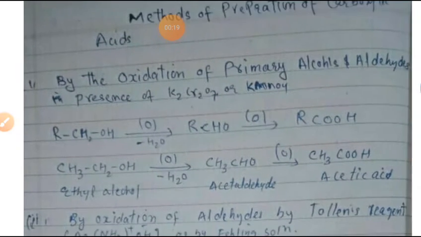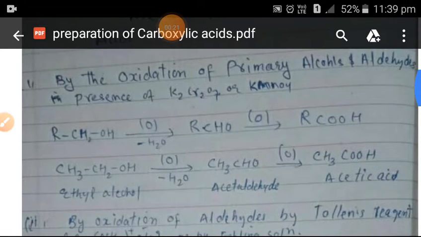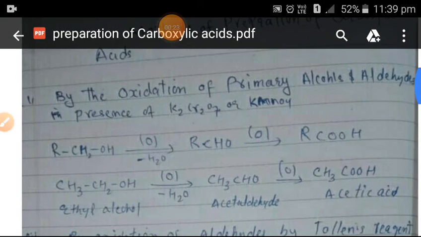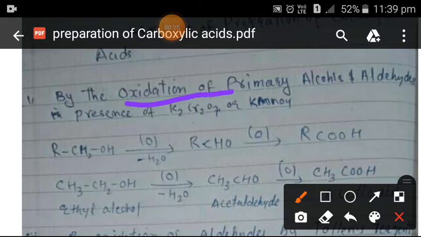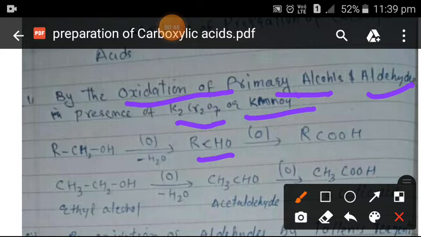First, we will take the well-known reaction. We have already discussed this reaction, that is by oxidation of primary alcohols or aldehydes in presence of normal oxidizing agents K2Cr2O7 or potassium permanganate. We know that when the alcohols are treated with these reagents, the alcohols get oxidized, which results in the formation of aldehydes, which further get oxidized, resulting in the formation of carboxylic acids.